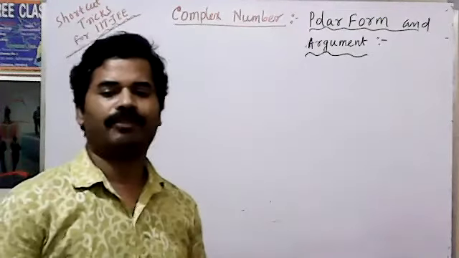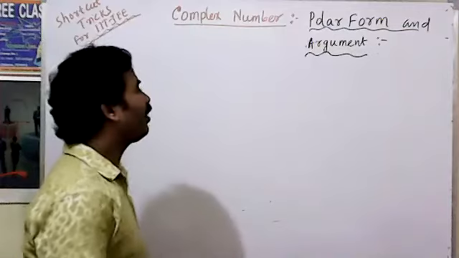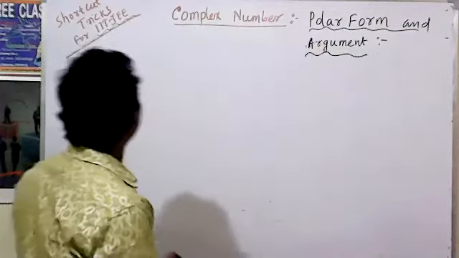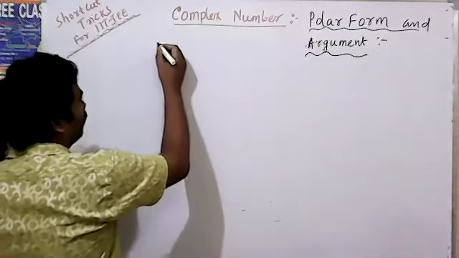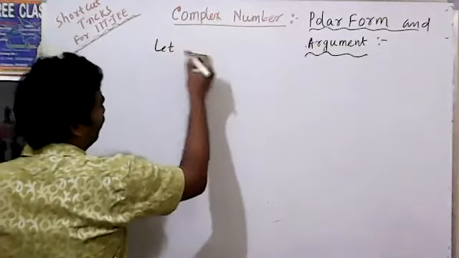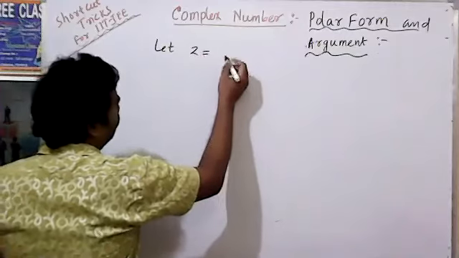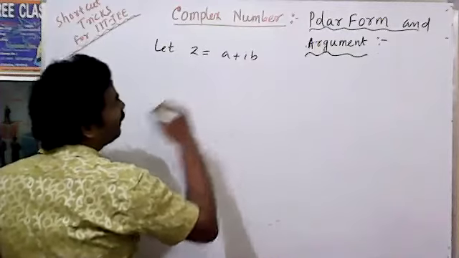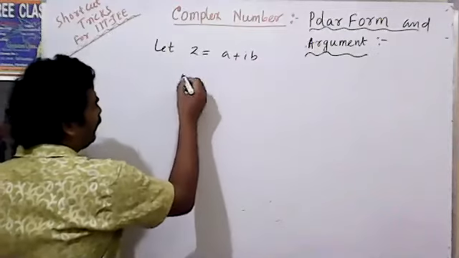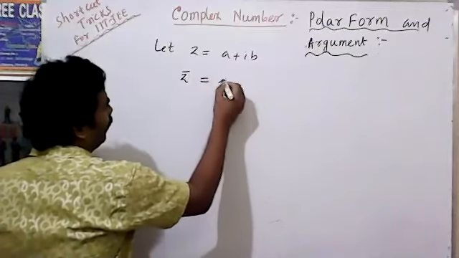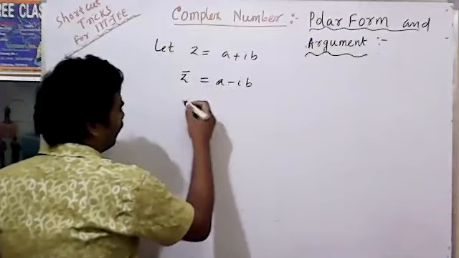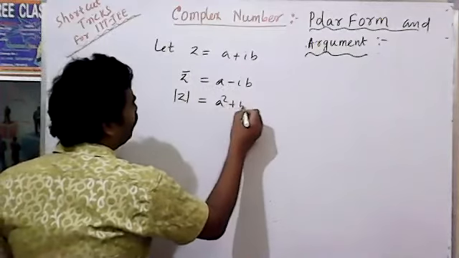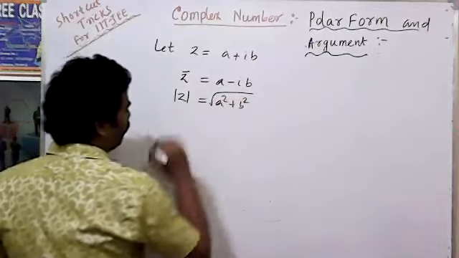Now, how can you find out the polar form or argument, that is theta? In shortcut, if z is equal to a plus ib, that is a complex number, then its conjugate is equal to a minus ib. Then its modulus is equal to the square root of a square plus b square.